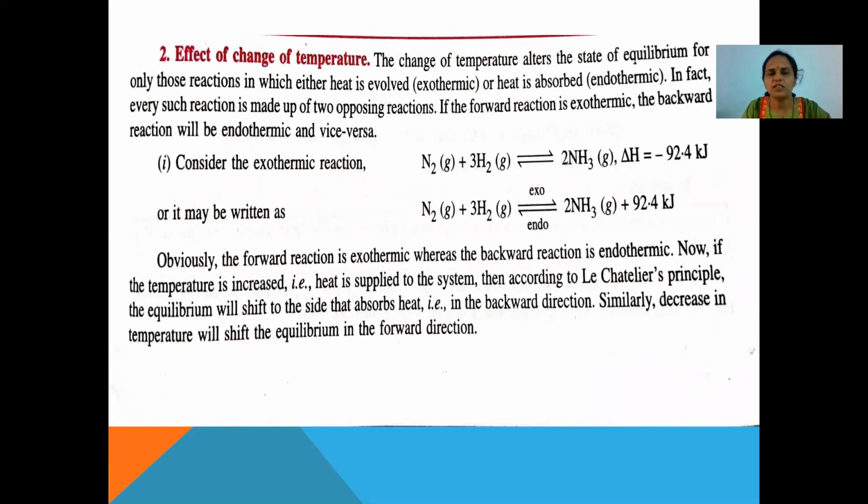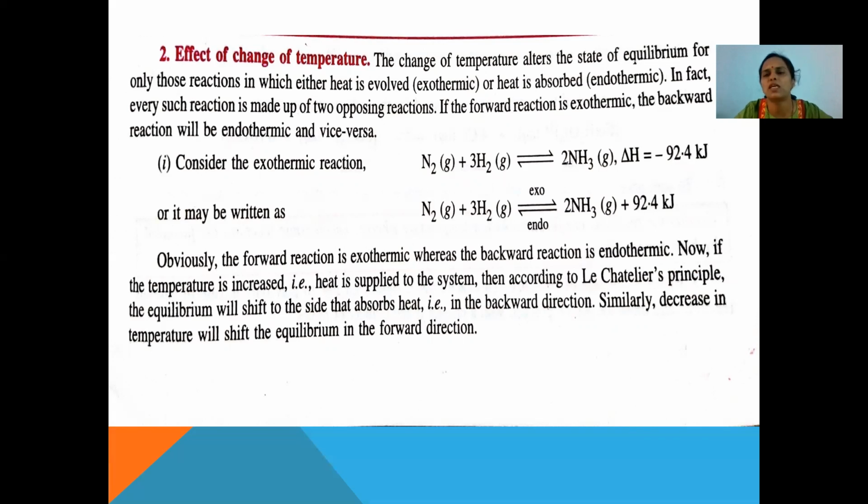Let's come to the second factor, which is the effect of change of temperature. The change of temperature usually alters the state of equilibrium only for those reactions in which either heat is evolved, that is, the reaction is exothermic in nature, or heat is absorbed, the reaction is endothermic in nature. For every such reaction there are two opposing reactions. If the forward reaction is exothermic, the backward reaction will be endothermic and vice versa.